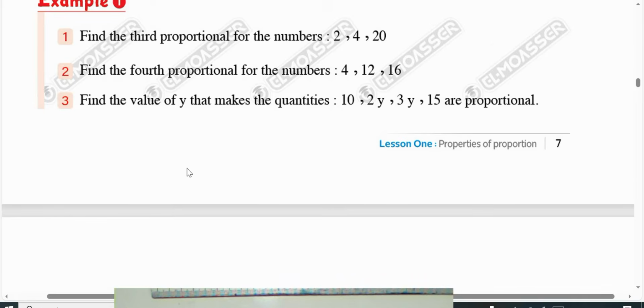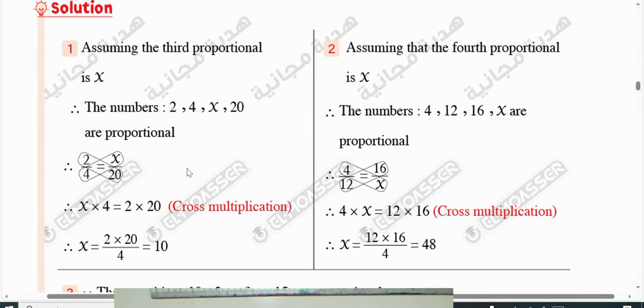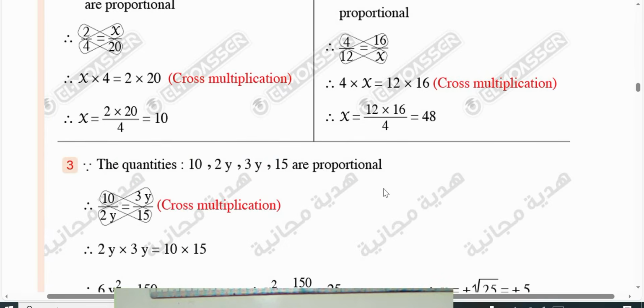We have a question here and the solution down from the book. Like this, we can find the third. Put x here for the third: 2 over 4 equals 6 over x. Then the product of extremes equals the product of means. Also, if you want to find the fourth, put x as the fourth: 4 over 12 equals 16 over x. The product of extremes equals the product of means.